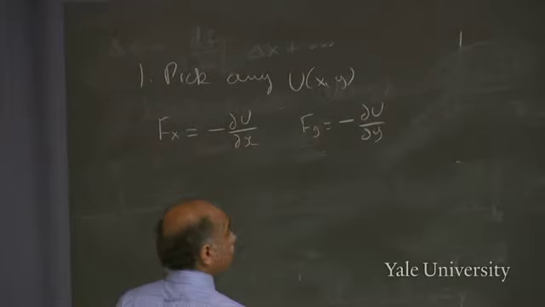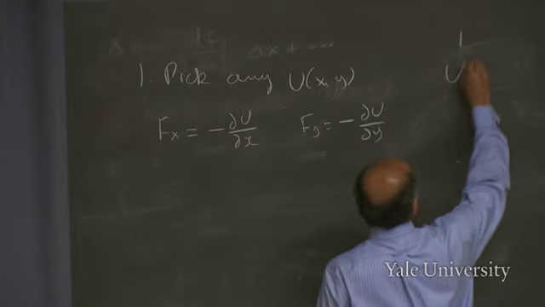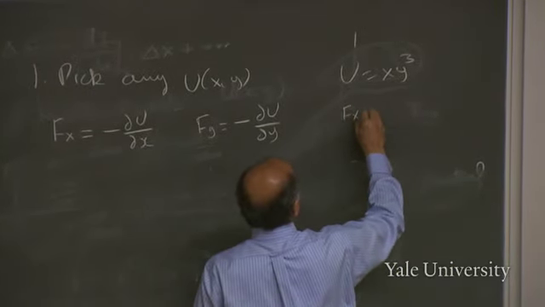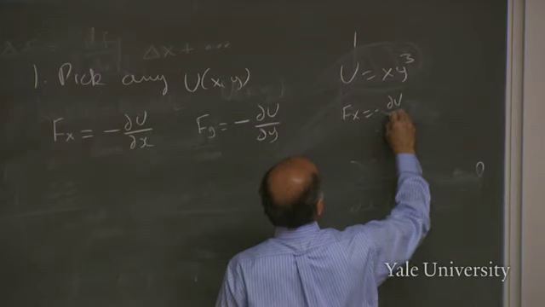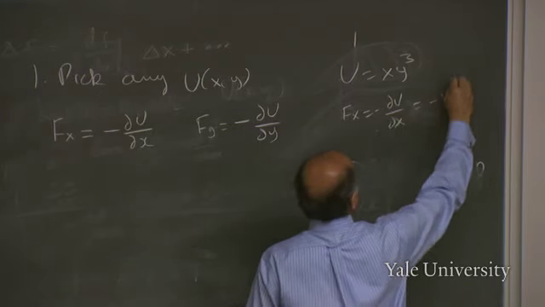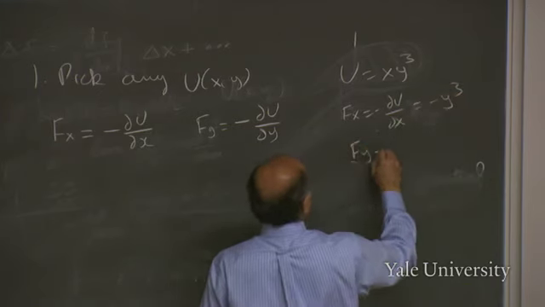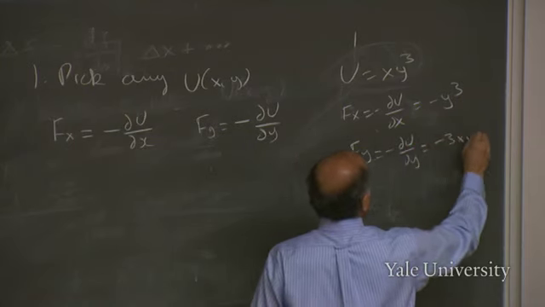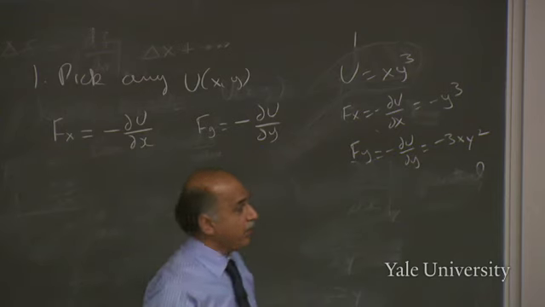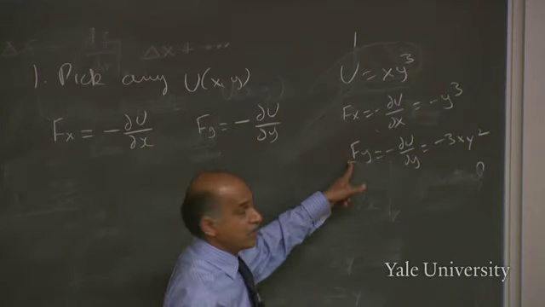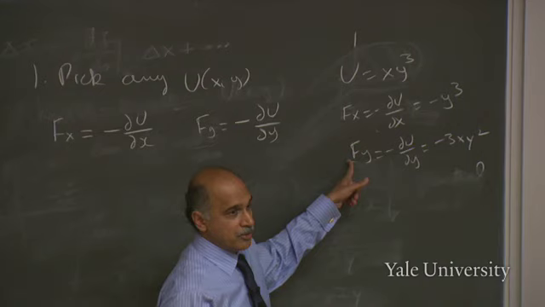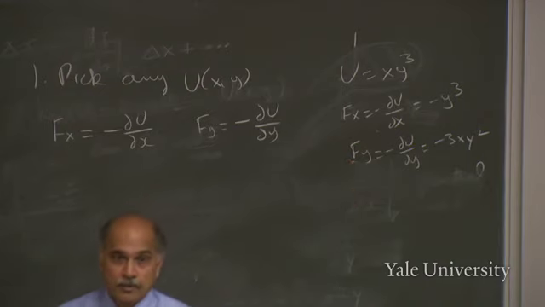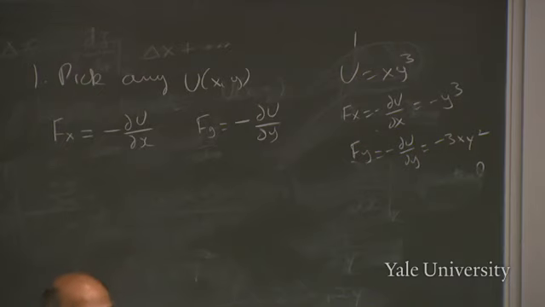So how do I know that? For example, suppose u equals xy cubed. Then fx is equal to minus du dx, which is minus y cubed, and fy, which is minus du dy, will be minus 3xy squared. The claim is if you compute the integral of fx dx plus fy dy, the answer will not depend on how you got from start to finish. So let me prove that to you. Here is the proof.